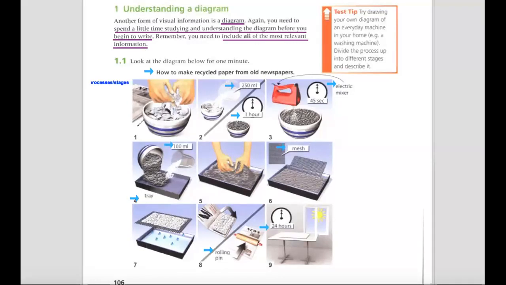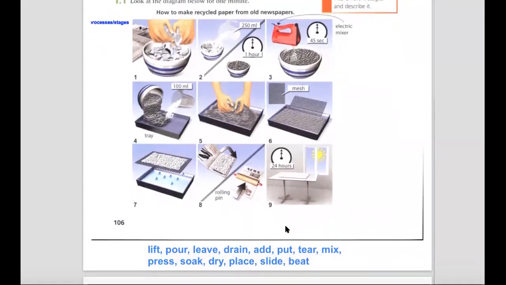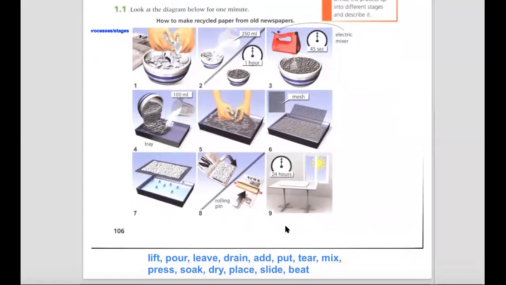Also have a look for, they might give you numbers for the different stages, and this will help you. Obviously, this is what happens first, and this is what happens last. Okay, so study it just so you can understand what is happening. The second thing is to think about what verbs you can use to describe what's happening at each stage. So here are some words at the bottom of the page, and we're going to use these words, these verbs, to describe what is happening. So this is something that you can do in the exam as well.